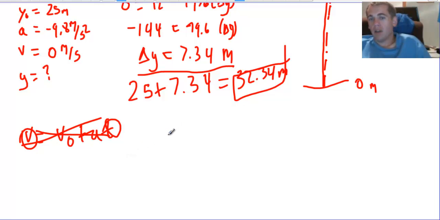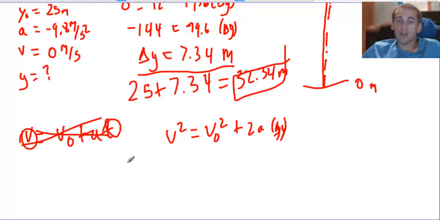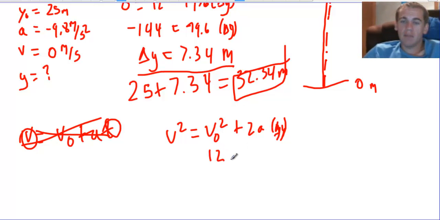What about final velocity squared equals initial velocity squared plus twice the acceleration times the change in position? Oops, delta y. Can I use that? Well, let's see. What do I know? I know an initial velocity. It was tossed up at 12 meters per second. I know the acceleration is negative 9.8, and I actually do know its change in position. Over the course of this thing, it moves from 25 meters to 0 meters. So this is negative 25.